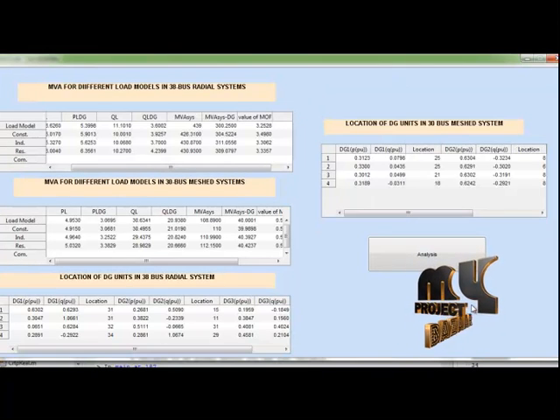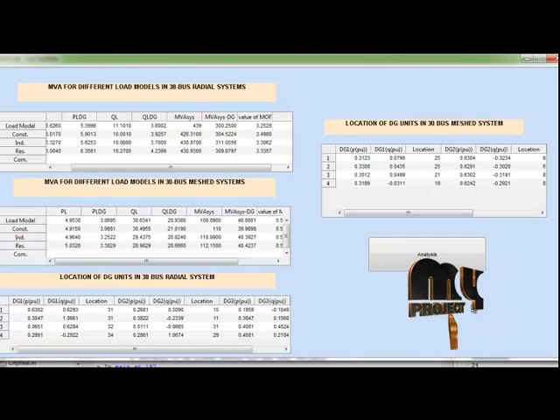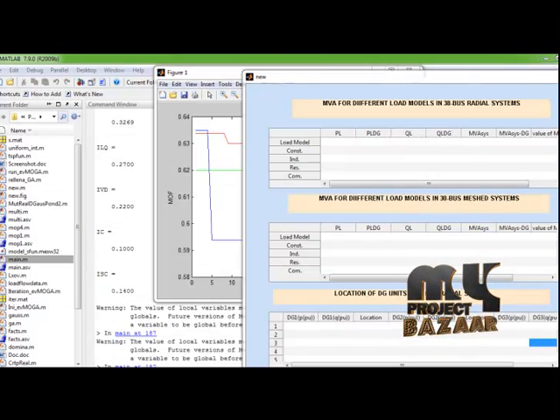From this, we conclude that the results show that the proposed algorithm is capable of optimal and fast placement of distributed generation units. The efficiency of the algorithm is also improved. By using this algorithm, we improve the power quality by the optimal placement of DG. Finally, we get an optimized result. Thank you. These are the results obtained from this process.